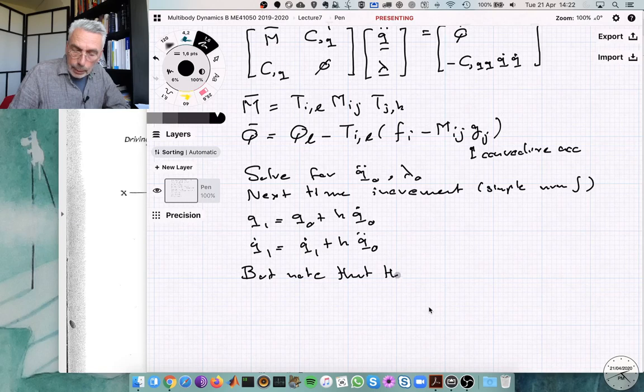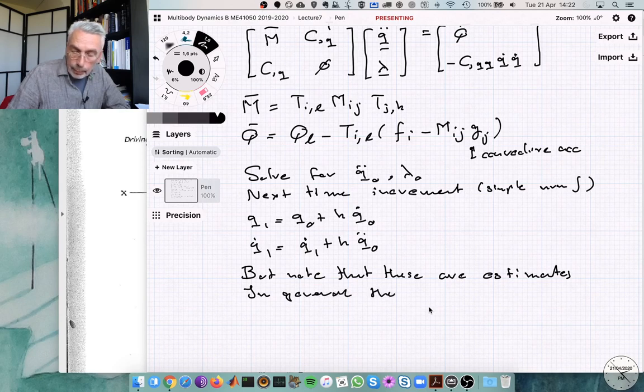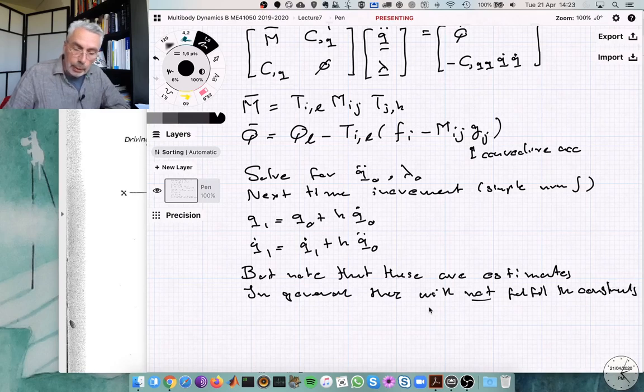That these are what we call estimates. Yeah? And in general, they will not fulfill the constraints. I mean, where did we put in that if we add this up, the result is on the constraint?